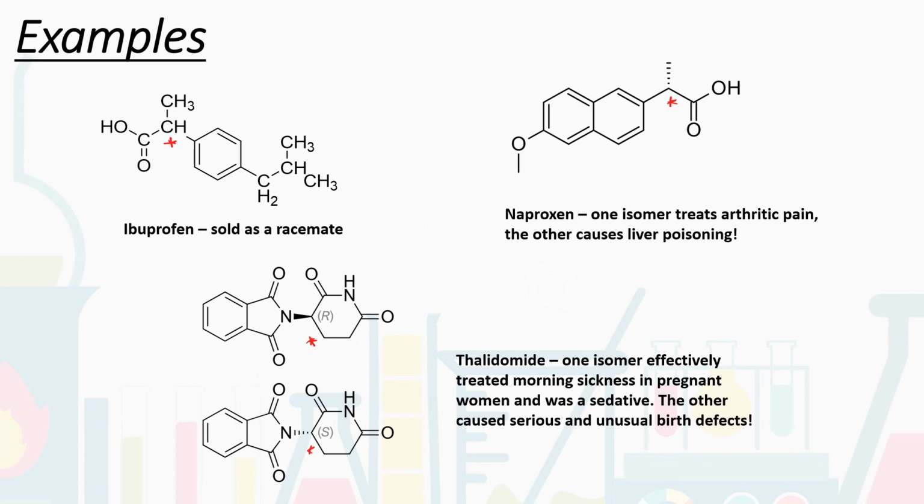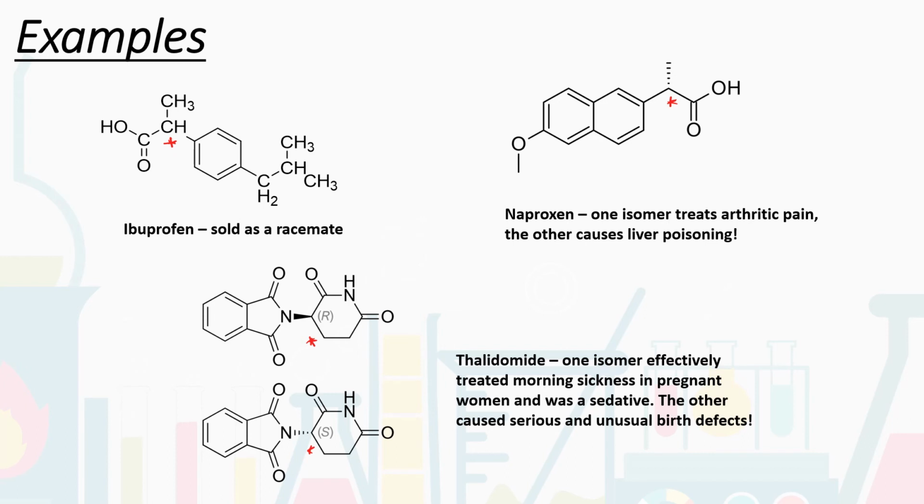This actually has an asymmetric carbon. It's a chiral molecule, and I've noted that with the red asterisks. You can see we have different groups attached to that. We have a substituted benzene ring, a methyl group, a hydrogen, and then a carboxylic acid group.